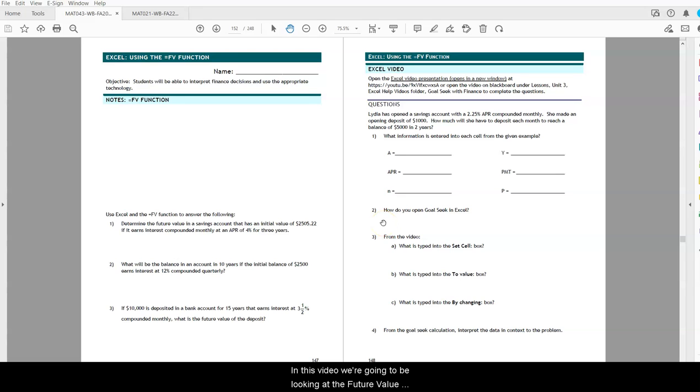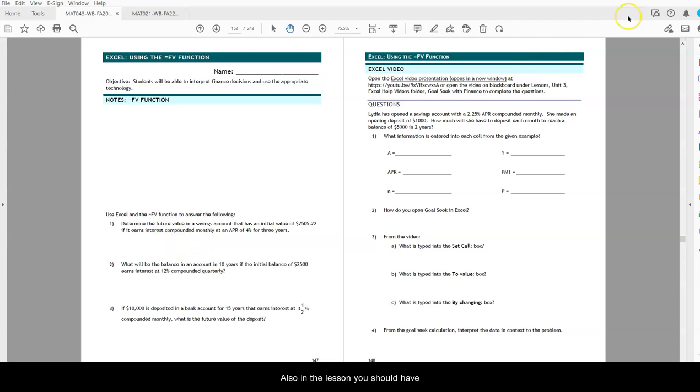In this video, we're going to be looking at the future value function in Excel using your MAT043 workbook. We'll be looking at pages 147 and 148. For this, you have a video in the lesson on using the =FV function. So we're going to look at these three examples and determine some future values using Excel.